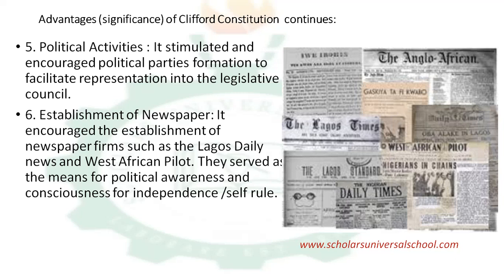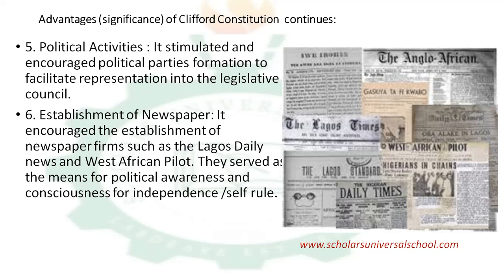So the political parties that were formed presented their candidates to be elected to represent in Lagos and Calabar respectively, and in the Southern Province. So it served as the basis for political activities and the democratic dispensation that we are enjoying today.